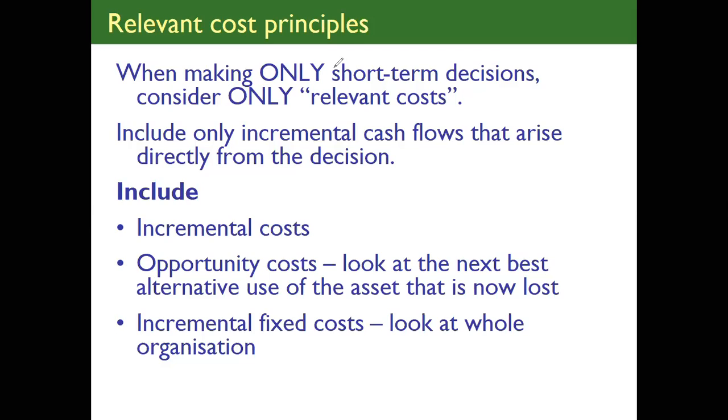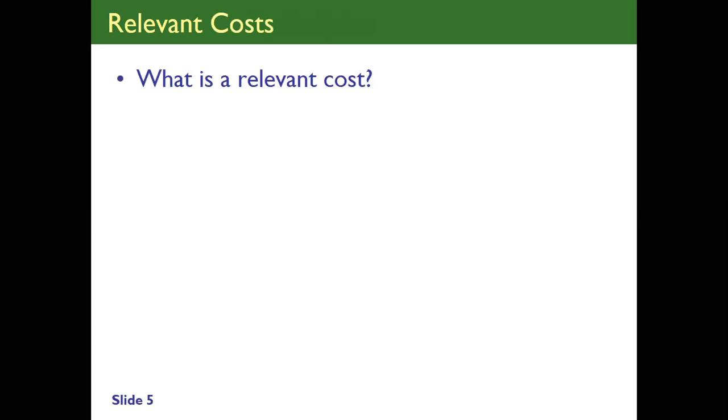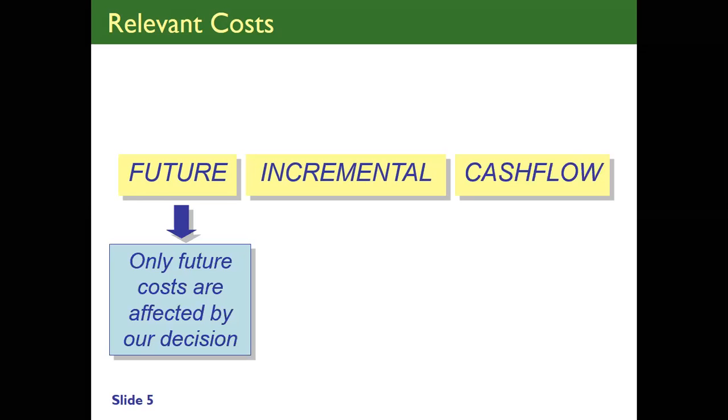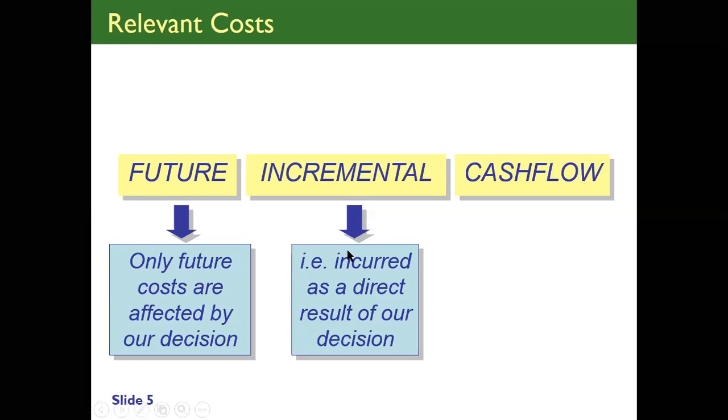So in relevant cost, we only talk about incremental cost and opportunity costs. It is possible that fixed cost may also be included. Usually fixed costs are not included, but sometimes you include them if they are incremental, which means that if as a result of taking the decision your fixed cost increases, only then you can add it. So what is a relevant cost? These are future incremental cash flows. Very simple: future incremental cash flows. Only future costs affected as a direct result of this decision, and they have to be in cash.